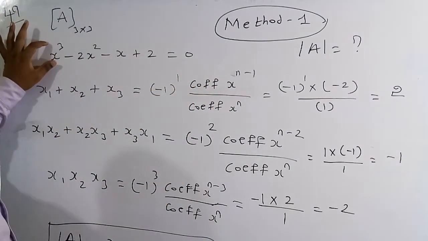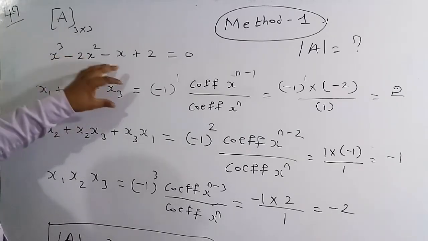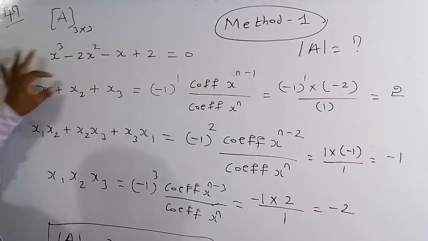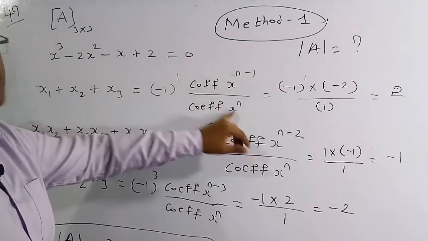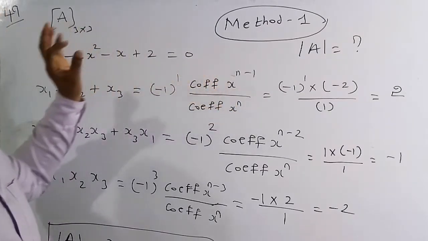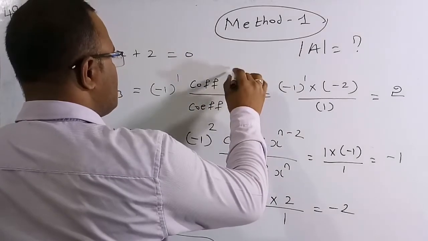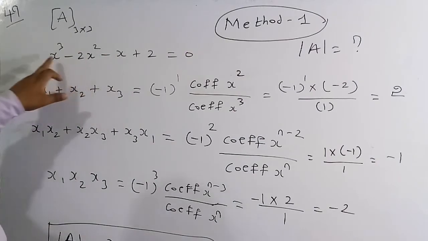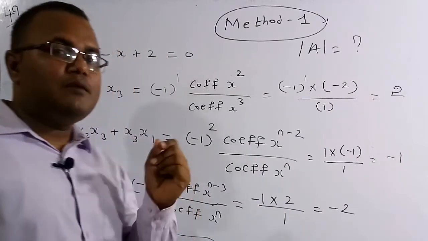Basically this is a cubic equation, so we can find the sum of the roots. The formula is minus 1 all to the power of 1, since we take only one term at a time, times the coefficient of x to the power of n minus 1 divided by the coefficient of x to the power of n. Here n is the order of the equation, which is 3, so 3 minus 1 is equal to 2. The coefficient of x square is minus 2 and the coefficient of x cube is 1. If you substitute in this equation, finally we are going to get the sum of the roots equal to 2.